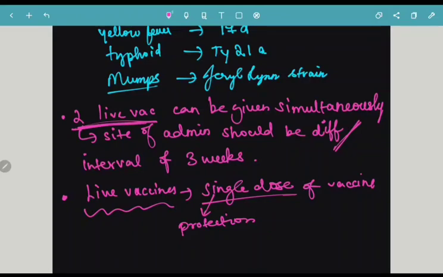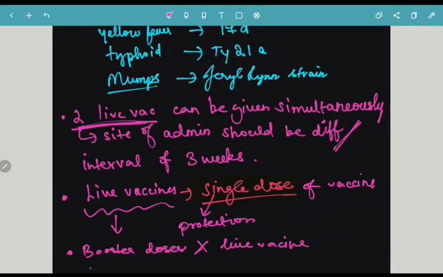Now booster doses are not required when live vaccines are administered. As I already mentioned, that single dose is sufficient, okay, to produce protection. Therefore booster doses are generally not required for live vaccines. This is the third rule. So first rule is both can be given simultaneously but at a different site, or with an interval of 3 weeks. Second rule is for live vaccines, even a single dose is enough to produce the protection. And the third rule is booster doses are not required for live vaccines.